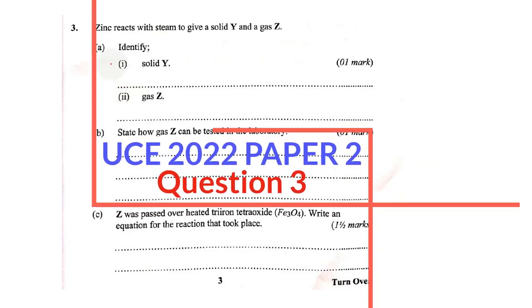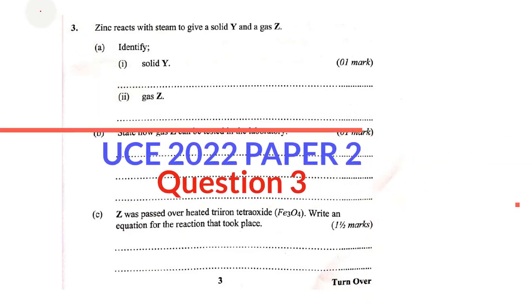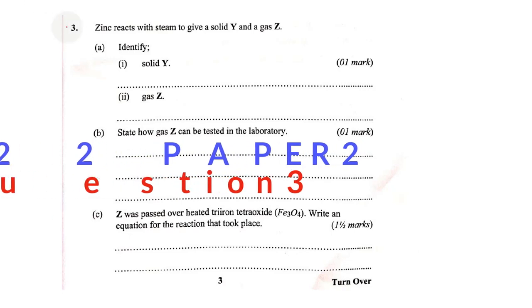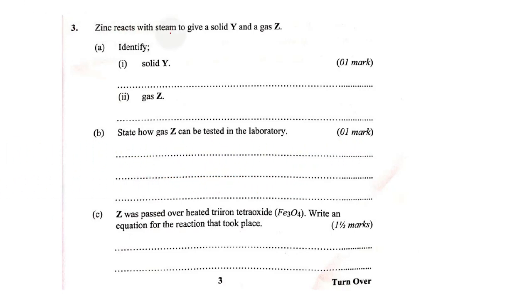Hello, let's have a look at question 3, UCE 2022, Chemistry Paper 2. Zinc reacts with steam to give a solid Y and a gas Z. They want us to identify solid Y and gas Z.